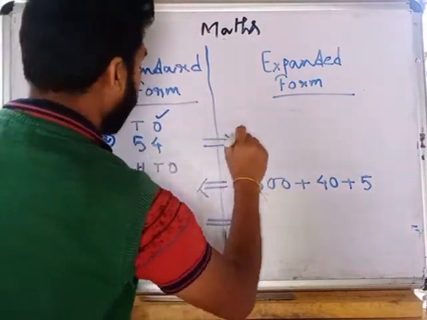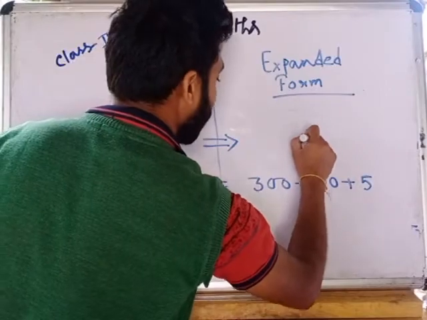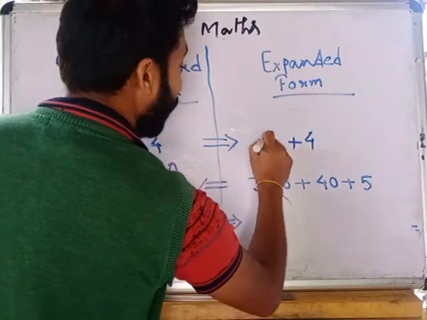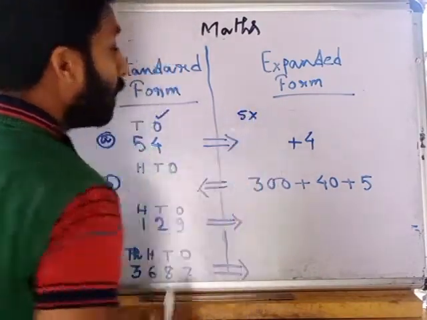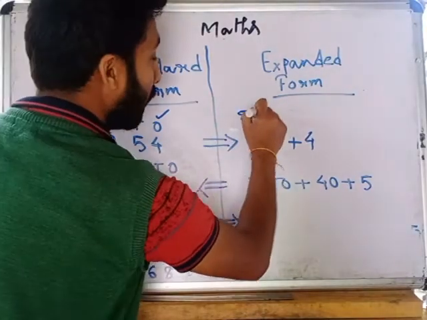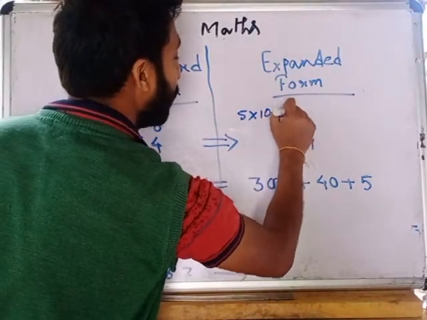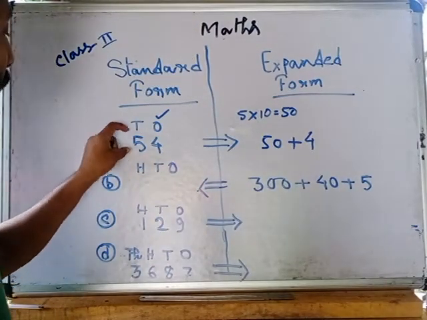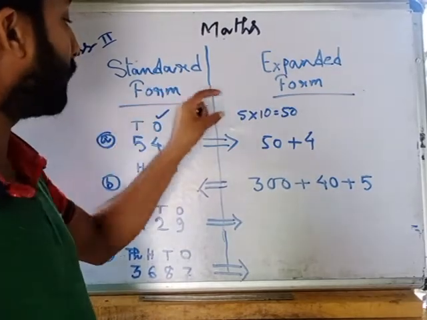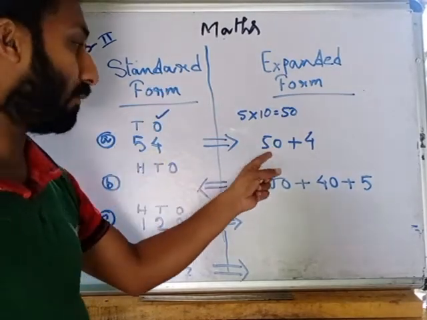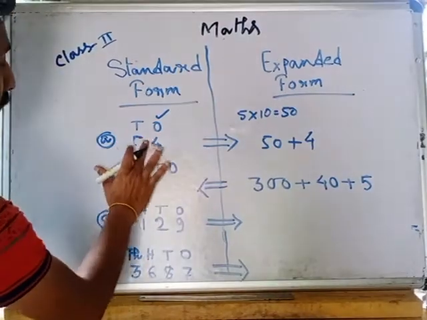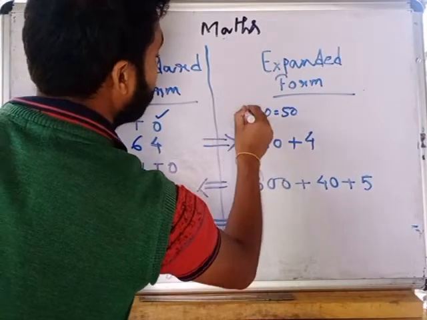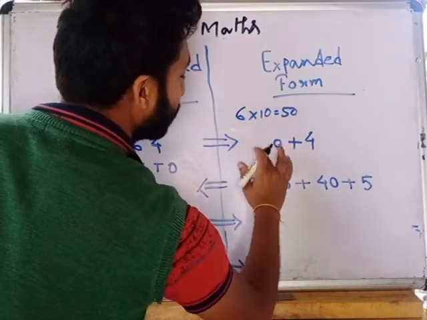At first, 4 is at the place of ones, so we should write here 4. After that, 5 is at the place of tens, that means 5 multiplied with 10, that is 50. So we should write here 50. If any number is at the place of tens, we multiply with 10. If it is 5, it is 50. If it is 64, we multiply 6 with 10, that is 60.